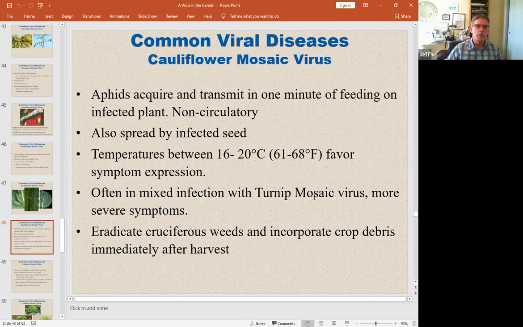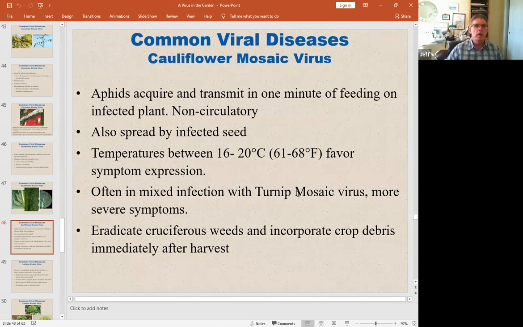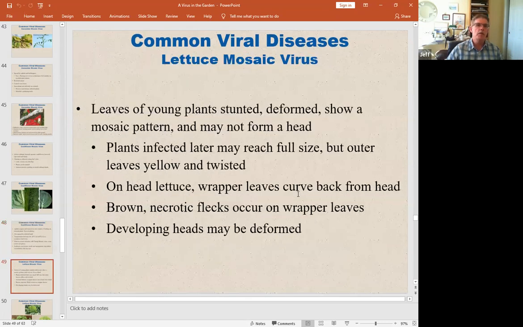So eradicate cruciferous weeds. You may have wild mustard or radish, or weeds we commonly see in open fields. Get rid of those around your garden and incorporate crop debris immediately after harvest to break down the tissue and deactivate the virus. So lettuce mosaic virus, another mosaic virus, and leaves are stunted and deformed and show a mosaic pattern. Now you can imagine if lettuce leaves do this, they're not going to form a head for you. So that's damaging, and who'd want to eat it after that anyhow?